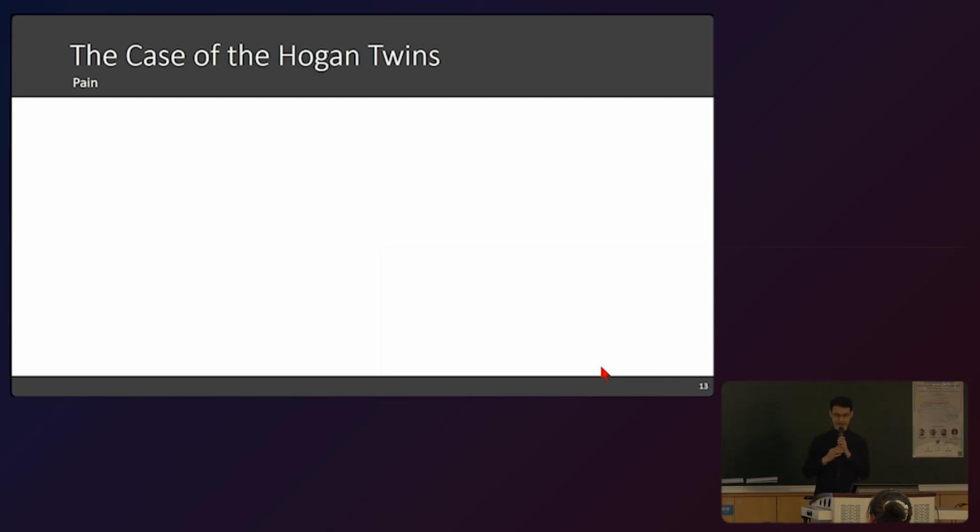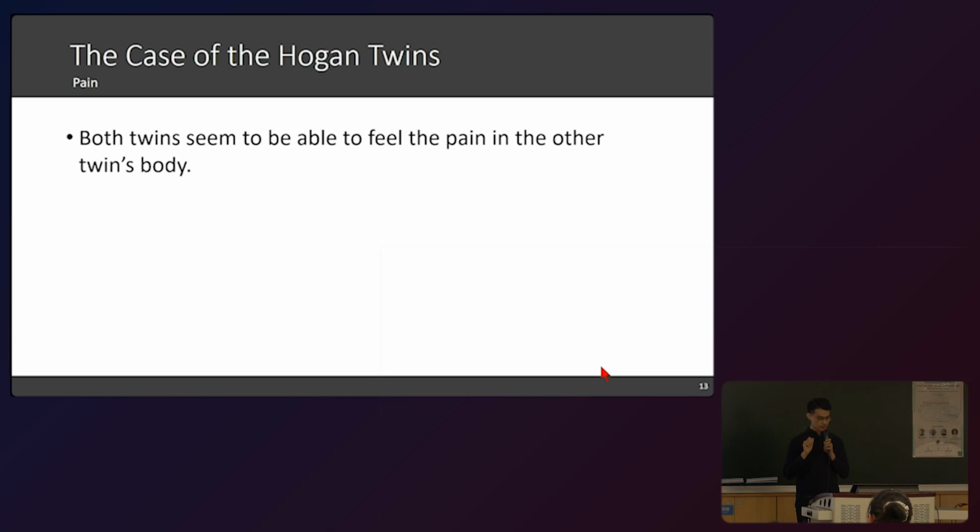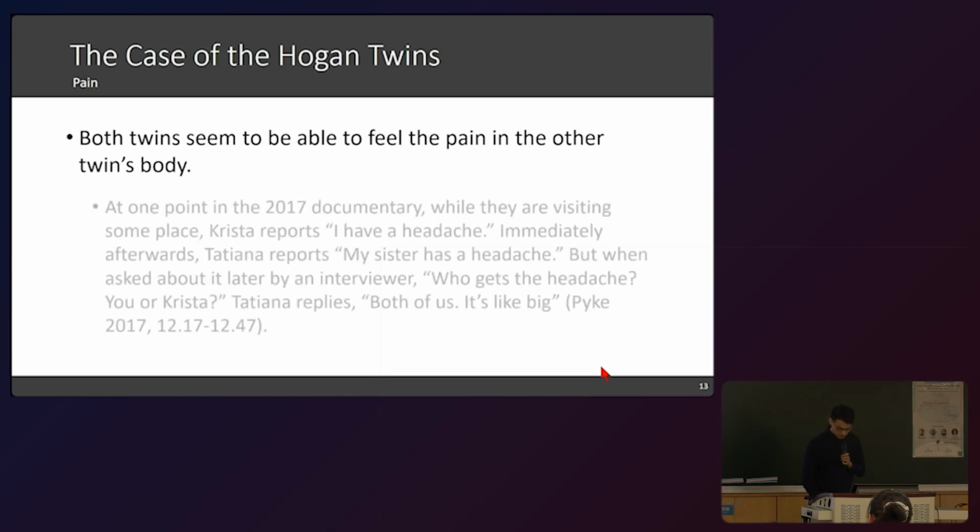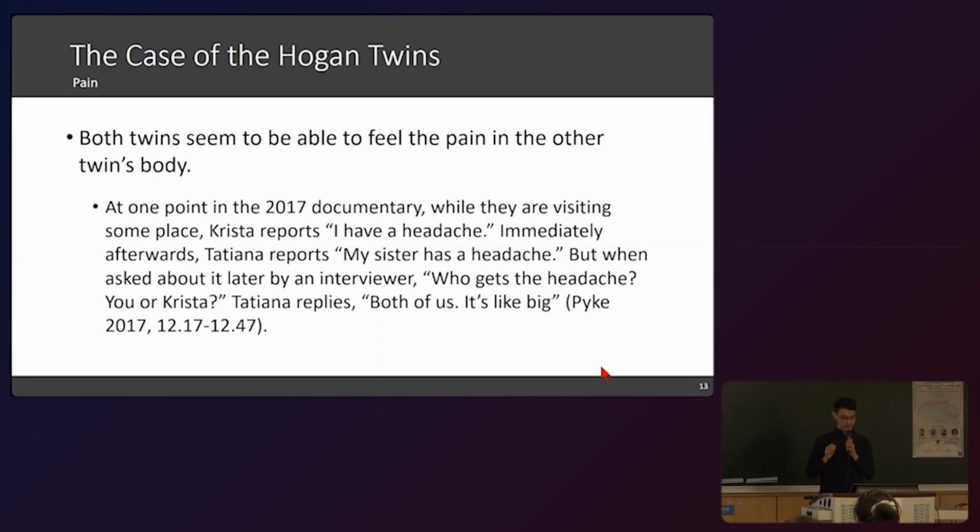The second incident is about pain. Both twins seem to be able to feel pain in the other twin's body. For example, at one point in a 2017 documentary, while they are visiting some place, Krista reports, "I have a headache." Immediately afterwards, Tatiana reports, "My sister has a headache." But when asked about it later by the interviewer, "Who gets the headache, you or Krista?" Tatiana replies, "Both of us. It's like big." So it seems reasonable to think that when Tatiana reports, "My sister has a headache," Tatiana not only observes Krista's behavior, Tatiana herself also feels the pain in Krista's head.